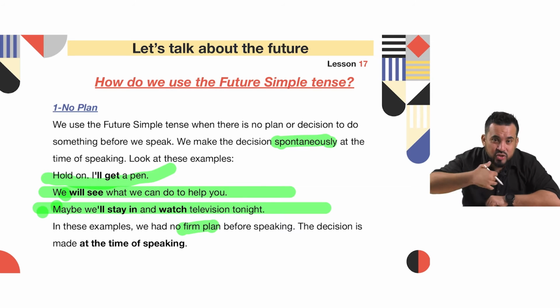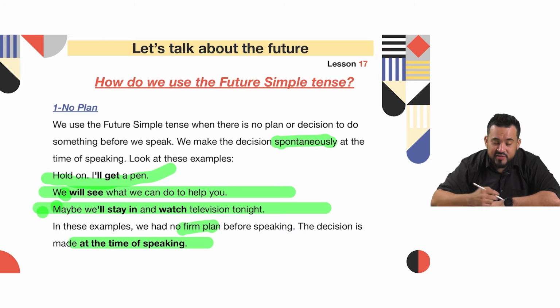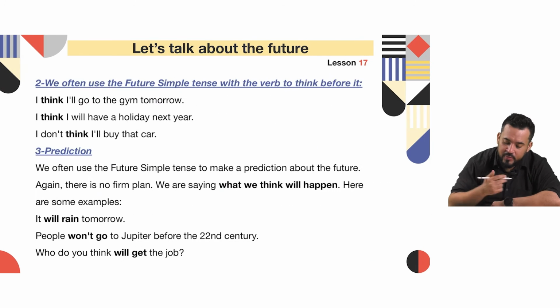Winging it means just doing something without previous planning. So before speaking, we have no plan. We are just making a decision at the time of speaking.